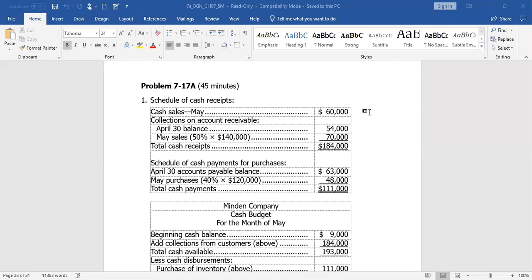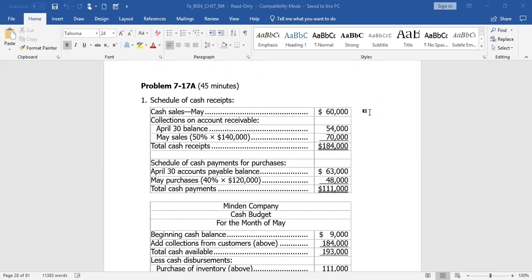Now in Part B, they give us information about the purchase of inventory. So let's see how we would do a schedule of cash payments for purchases. The total purchases of inventory are expected to be $120,000 during May, and they'll all be made on account. So none of them are cash purchases.